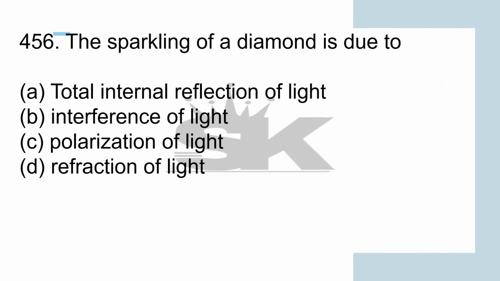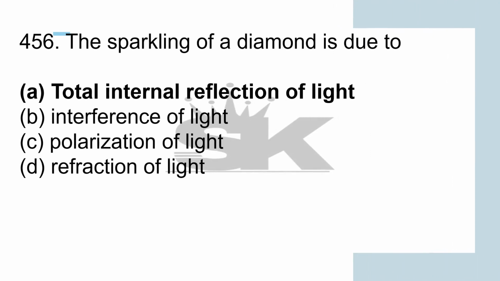The sparkling of a diamond is due to total internal reflection of light. The sparkling of a diamond is primarily due to total internal reflection coupled with its high refractive index. This means that when light enters a diamond, it undergoes multiple reflections within the diamond before exiting.